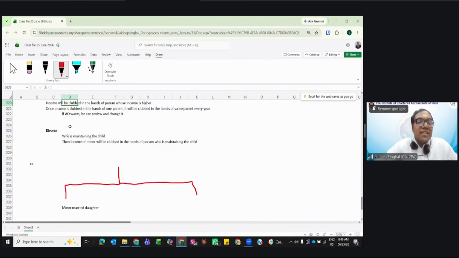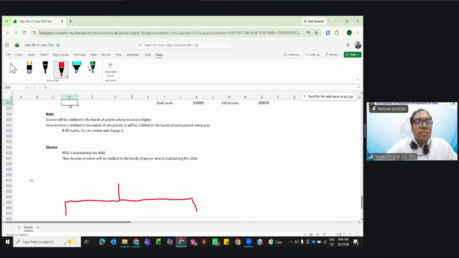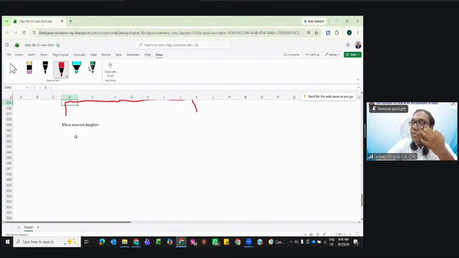Let's suppose the father was having more income. It was clubbed in the hands of the father. Now, if the AO wants, he can review it and change it. Father was having more income in the first year, and it was clubbed in the hands of the father. Subsequently also it is clubbed in the hands of the father. But now the father has stopped earning and only the mother is earning. Then the AO can say, okay, now the mother is only earning, it will be clubbed in the hands of the mother. The AO can review the case and change it.